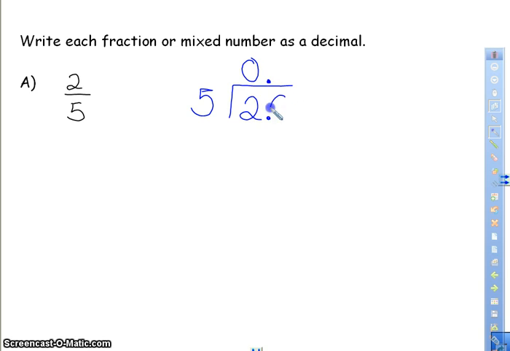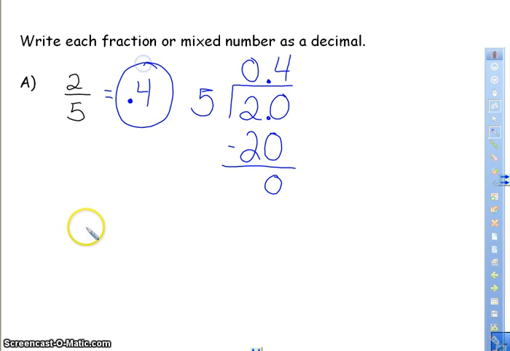Then I'm going to add a 0 behind the 2 to make it 20. 5 goes into 20 4 times. 5 times 4 is 20. So it works out this time that my answer comes pretty quickly. So 2/5 is the same thing as 4/10. That's my solution.